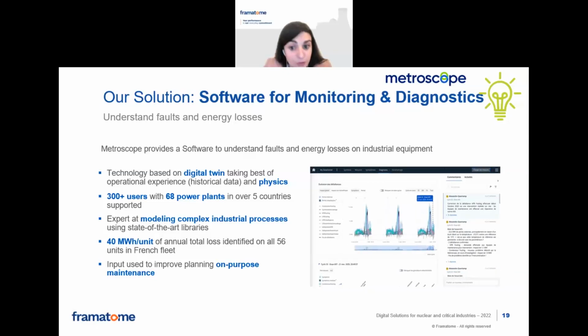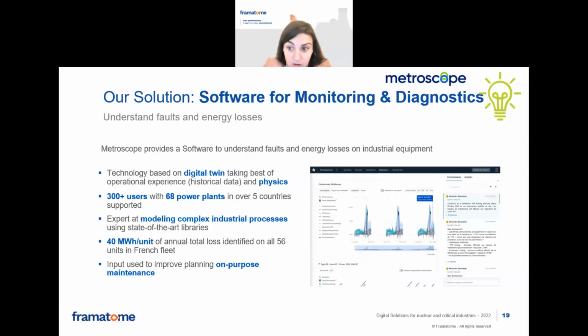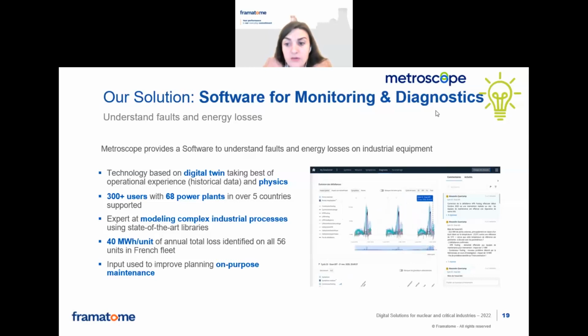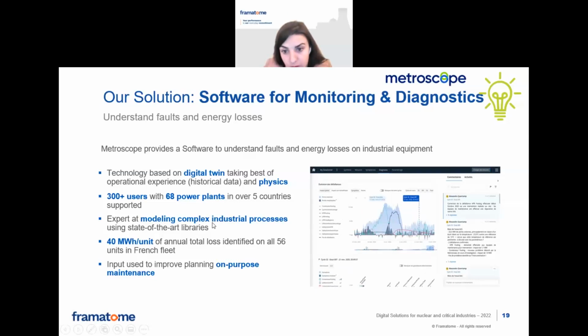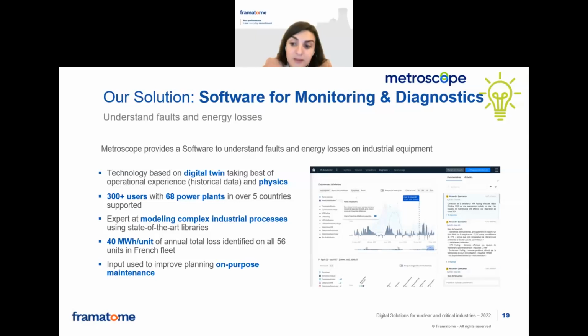Today, we have 300 users, over 68 power plants, and 5 countries. We have in-house experts at modeling complex industrial processes using knowledge-based libraries and state-of-the-art libraries. Only in 2021, equipping the 56 units in the French fleet, we identified 40 megawatt hours per unit of annual total loss. The diagnosis that we are giving in the software is a relevant and critical input used to improve planning of on-purpose maintenance operations.